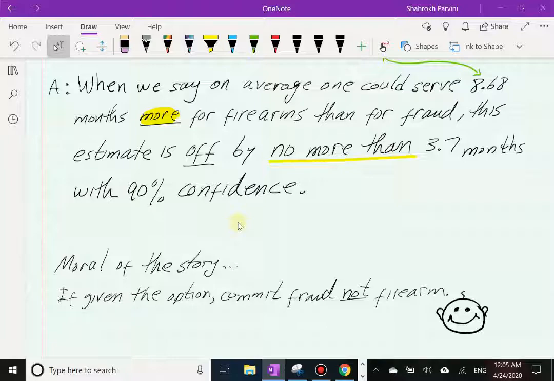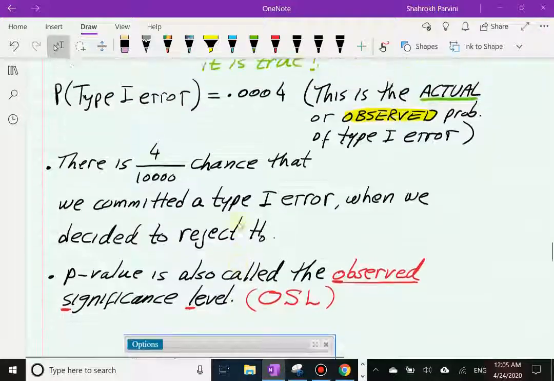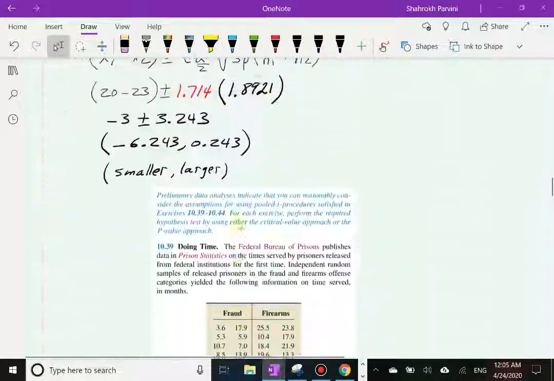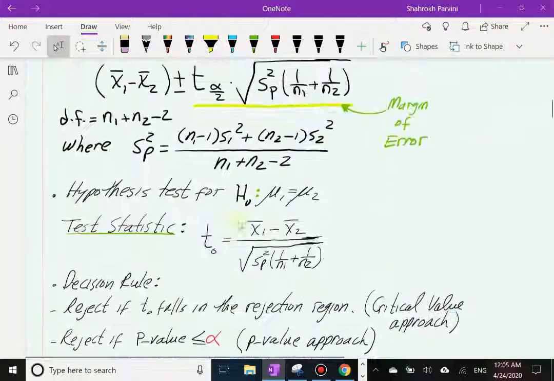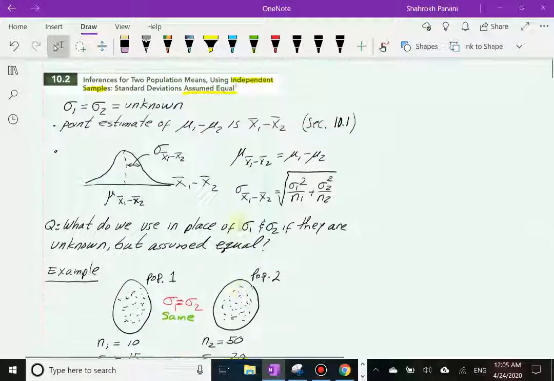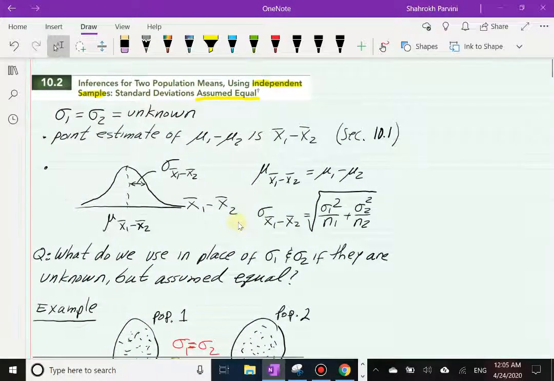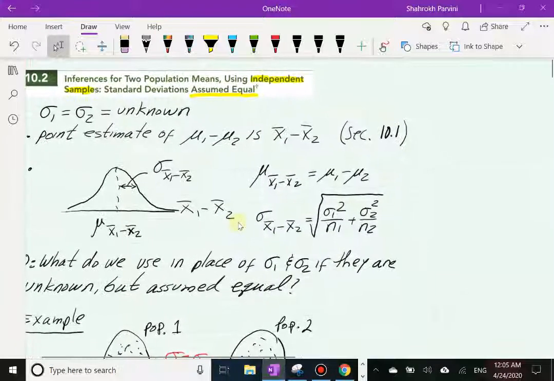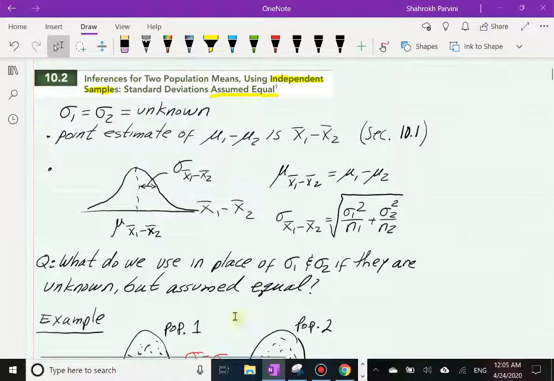And with this, we conclude section 10.2. We're going to omit sections 10.3 and 10.4. After this, our next lecture is going to address section 10.5, where we change the assumption of independent samples to paired or dependent samples. So until then, we're just going to sign off for now.